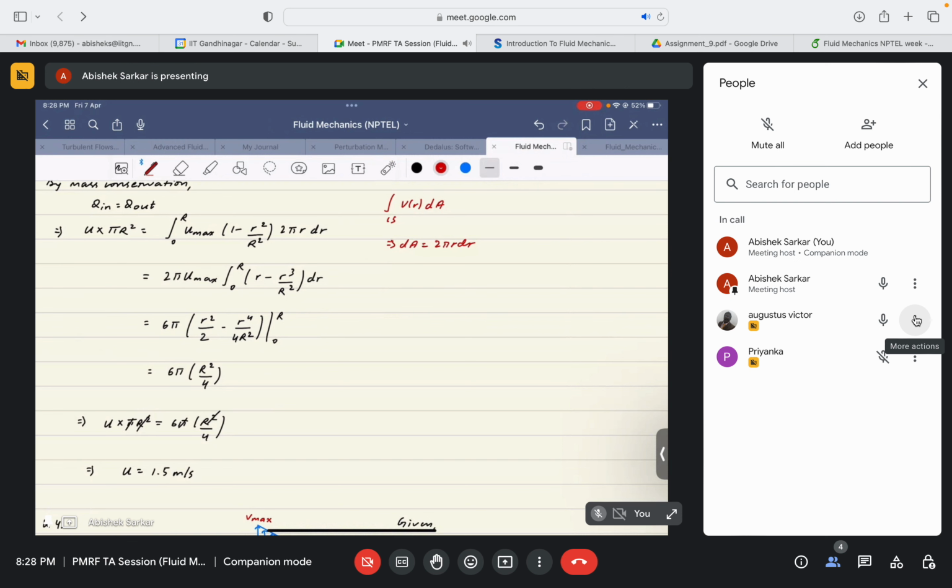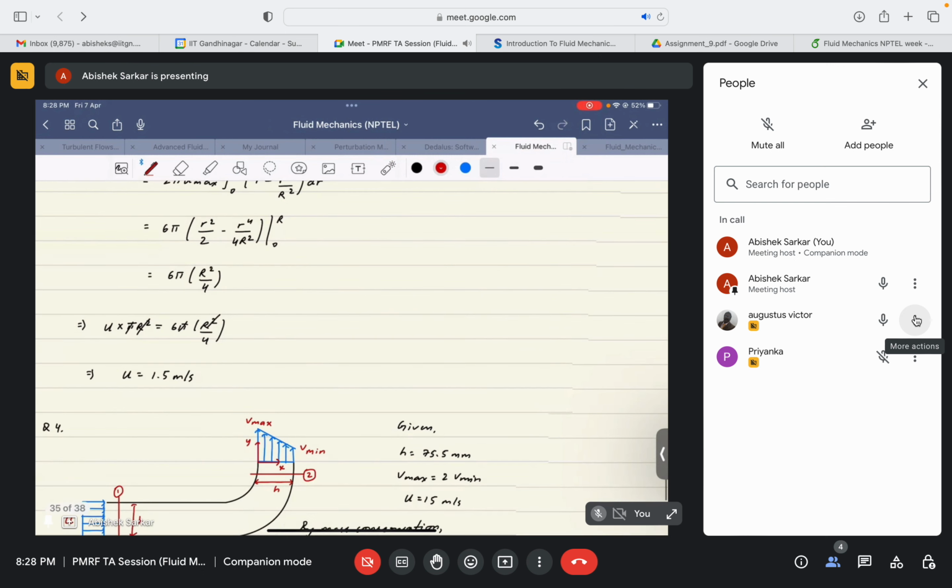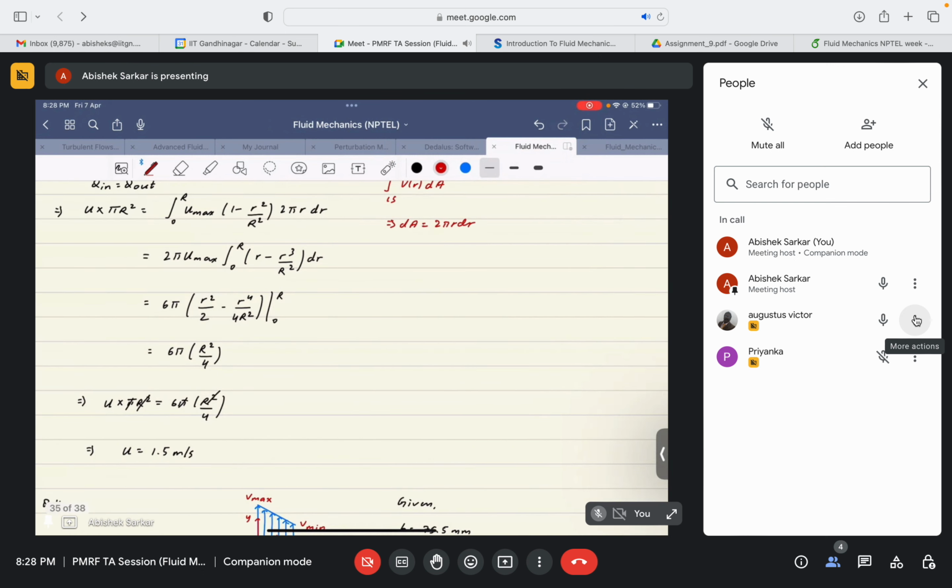We take all the constants out: 2 pi and u max are constants, so we take them out of the integral sign, and the integration will be from 0 to R. Once we do the integration, we get r square by 2 minus r to the power 4 by 4 capital R square. Once we substitute the limits of integration, we get the right hand side as R square by 4. We equate it to the left hand side, cancel out certain terms, and finally get the uniform velocity u equal to 1.5 meter per second. Okay.